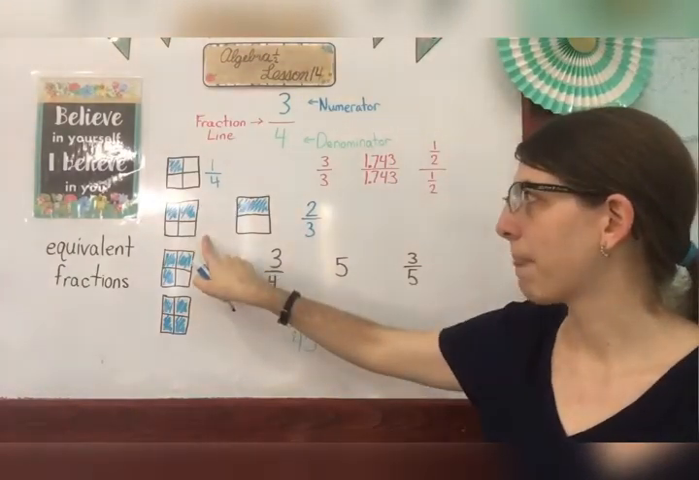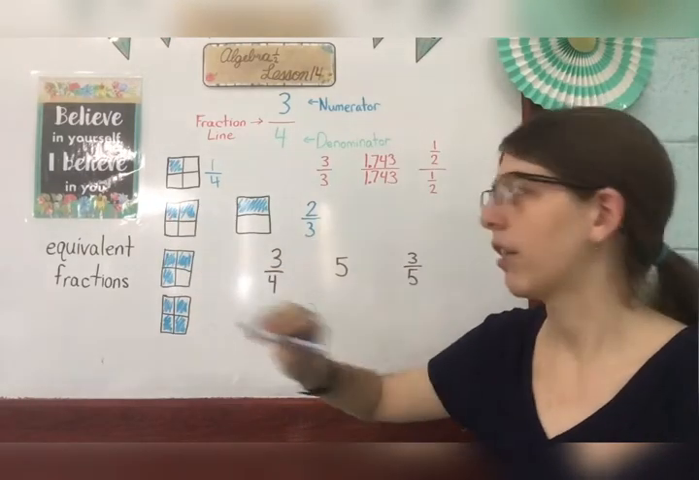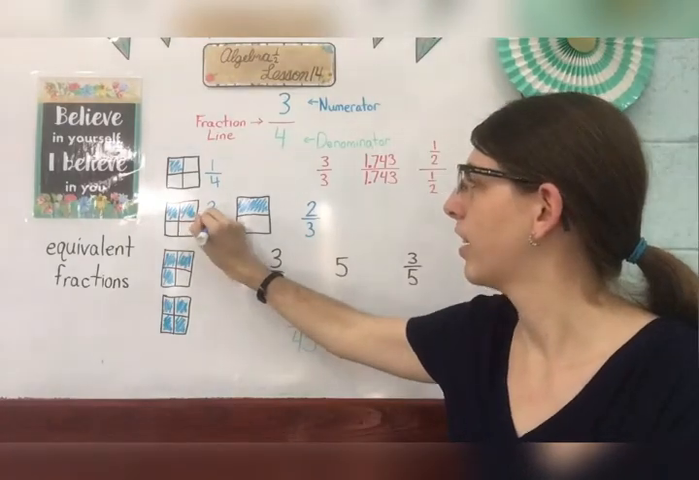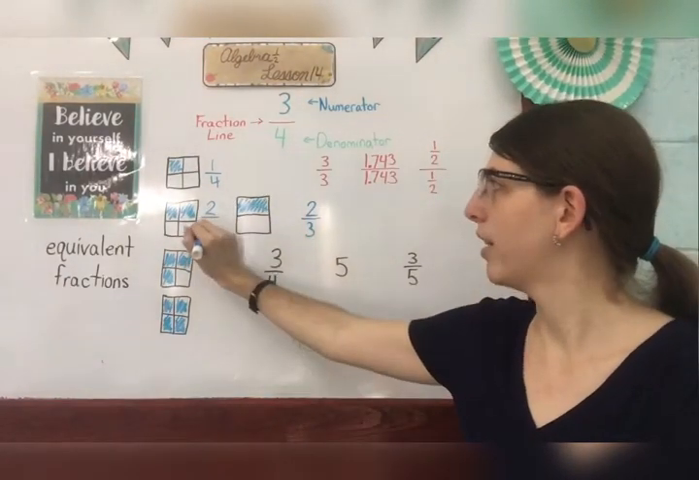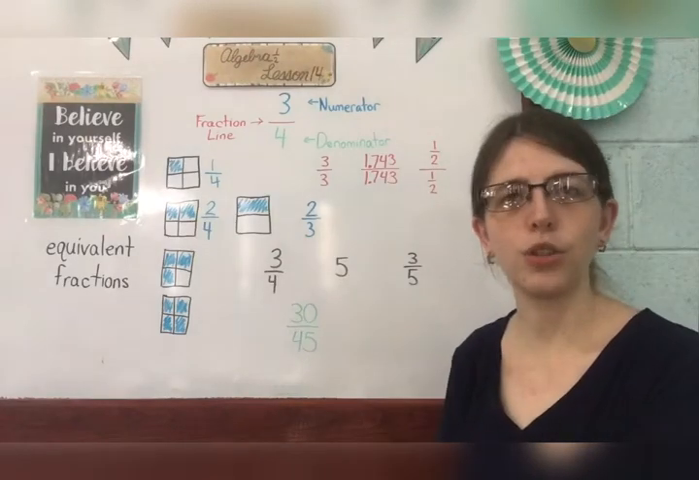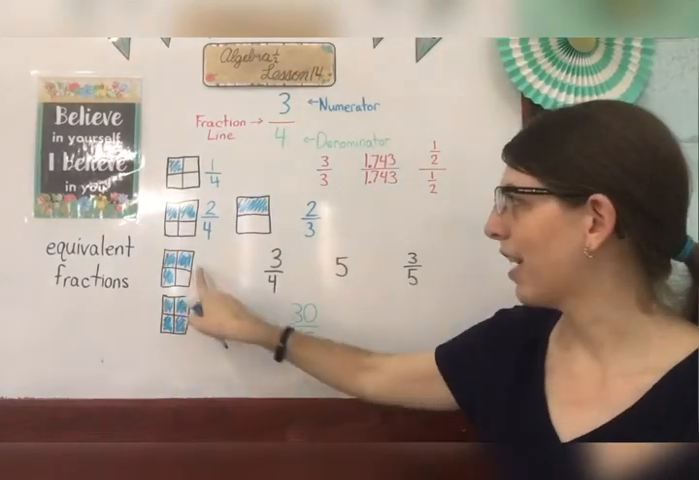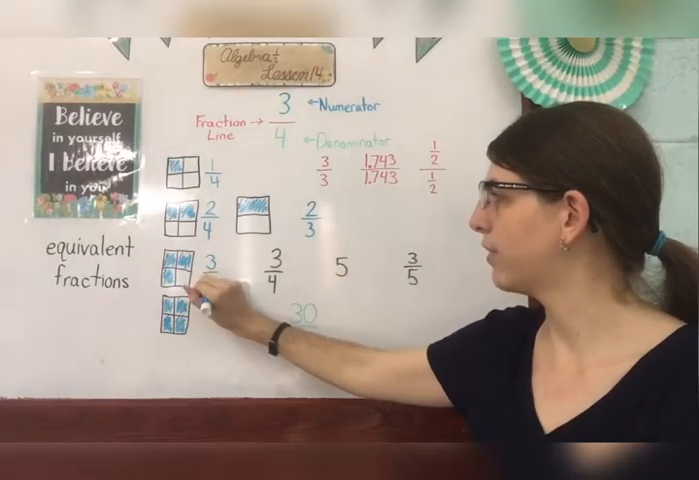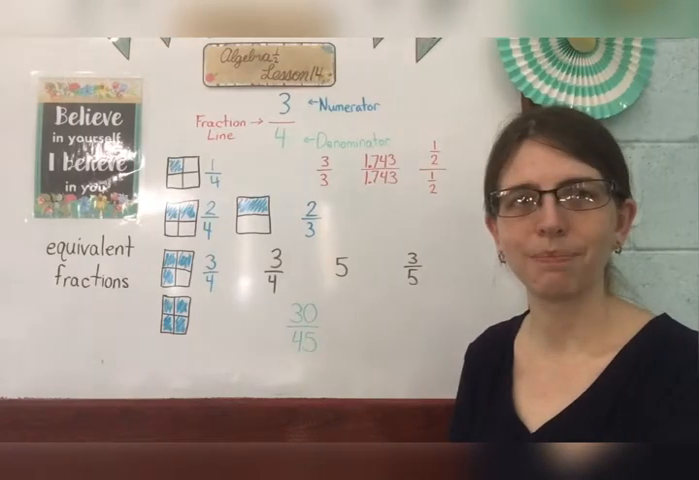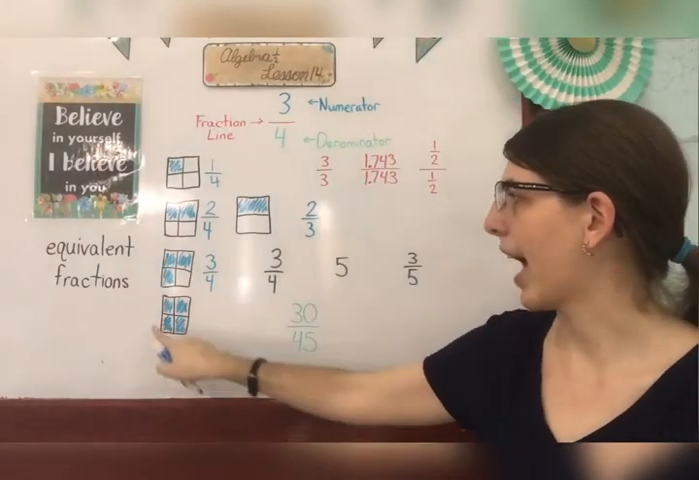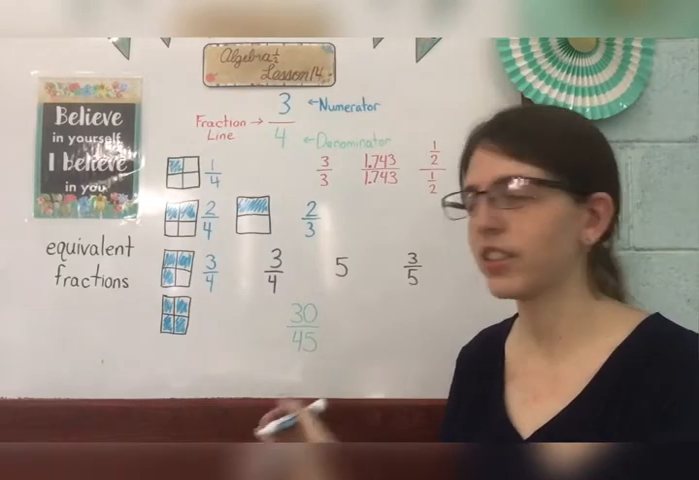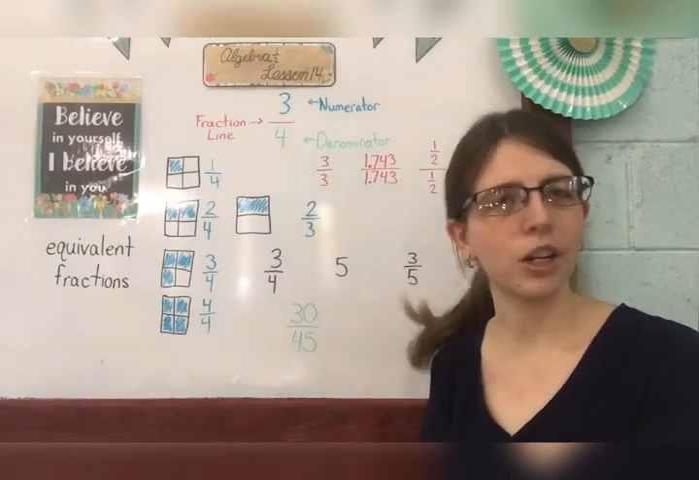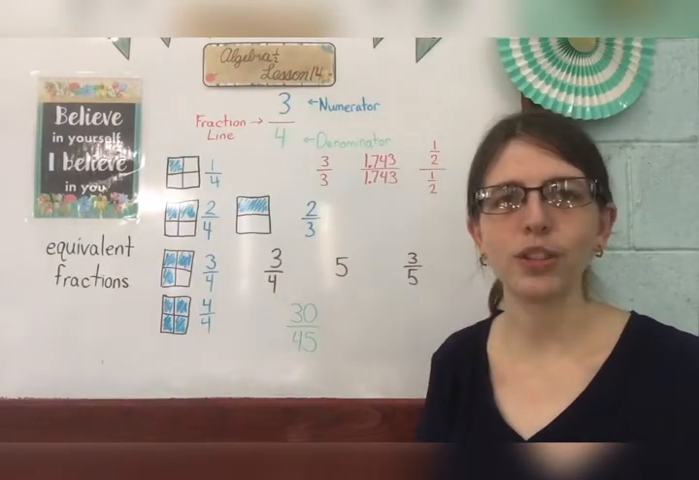Let's look down here. Here I have 2 parts colored in. So 2 is my numerator because that's how many parts I have colored in. My parts in all is 4. So I have 2/4. Down here I have 3 parts colored in, so that's my numerator. The number of parts in all is 4. So I have 3/4. And on my bottom I have 4 parts colored in out of 4 total parts. So it's 4/4. Those are my fractions.